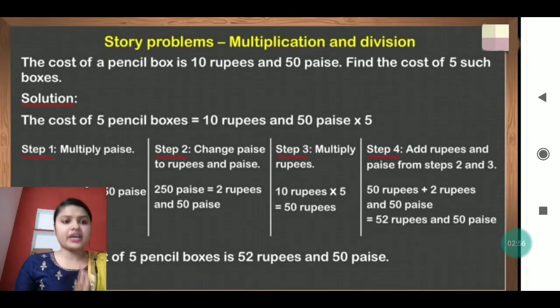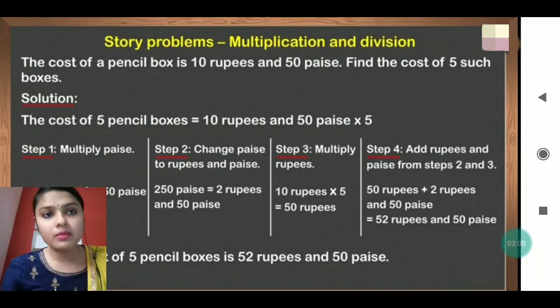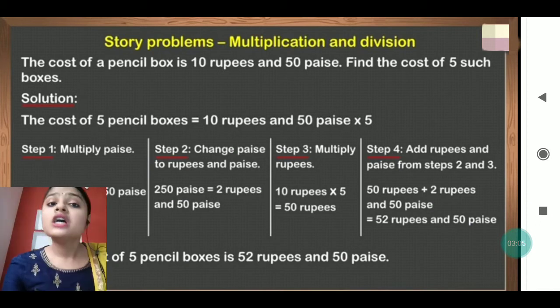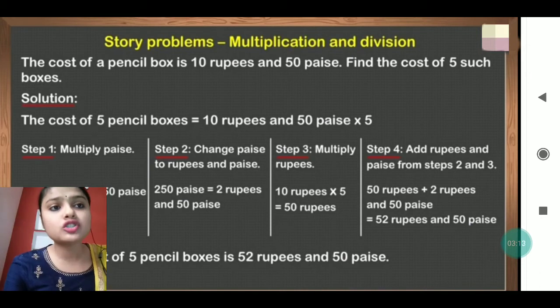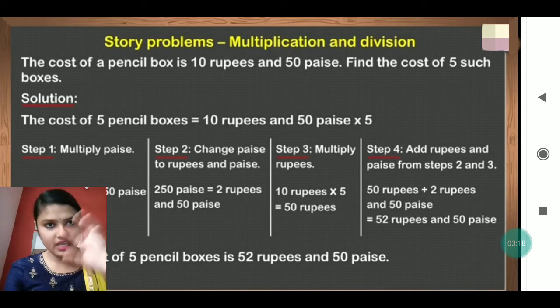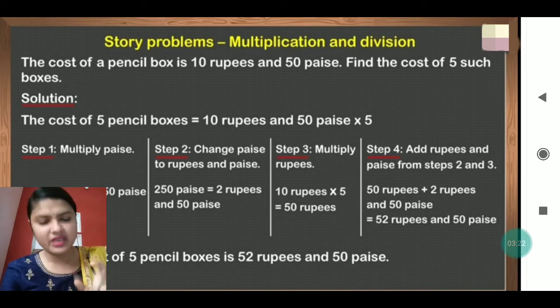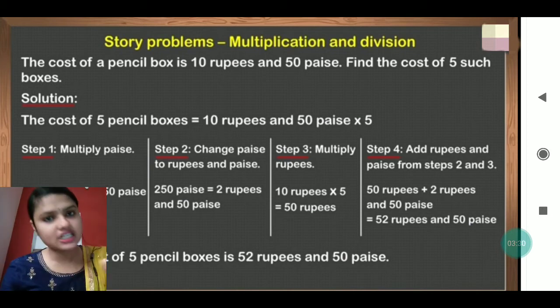Students, on the page I have opened here, you can see one word problem written: story problem, multiplication and division. But division we are not going to do here, only multiplication. The cost of a pencil box is 10 rupees and 50 paise. Find the cost of 5 such boxes. If the cost of one pencil box is 10 rupees and 50 paise, what will be the cost of 5 such pencil boxes?